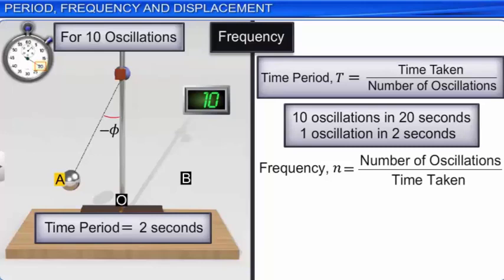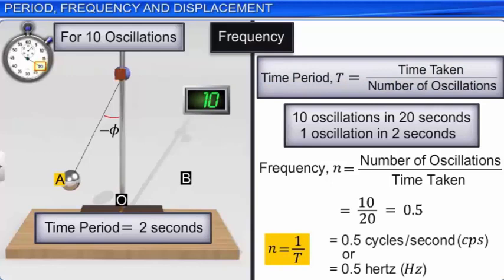Therefore, frequency n is equal to the reciprocal of time period T. Frequency is measured in cycles per second, or Hertz, and is denoted by the letters Hz. Named after the scientist Heinrich Rudolf Hertz.